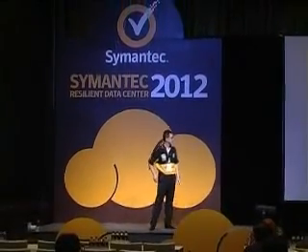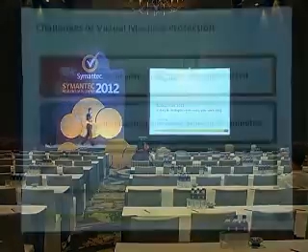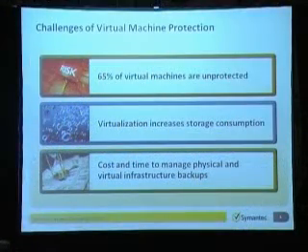Relay and Deduplication Technology. So I'm going to run fast. So please bear with me with the pace I'm presenting.